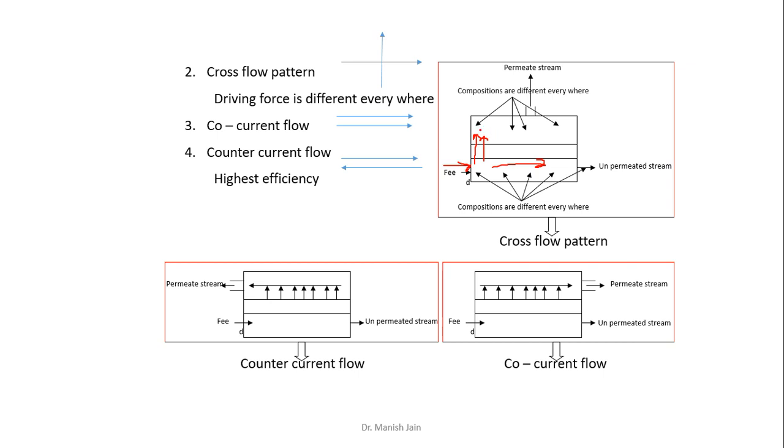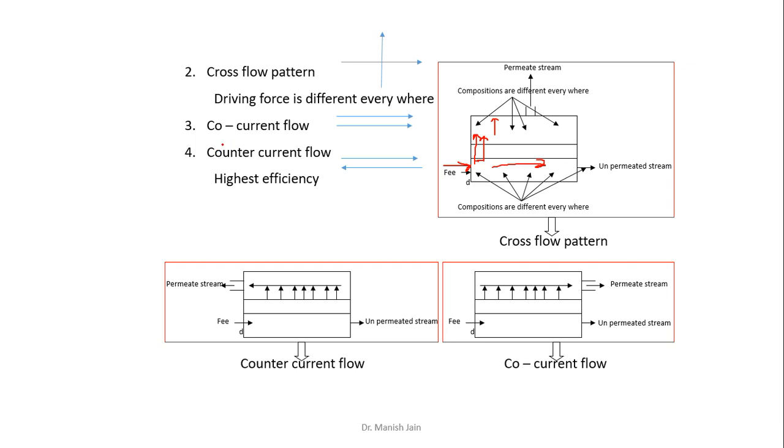Similarly, if the permeate flows in the perpendicular direction, then the concentration of the permeate will also change in this direction. Okay, so at every point of the membrane you have different fluxes. Why? Because the operating conditions which affect the flux differ at every point of the membrane.